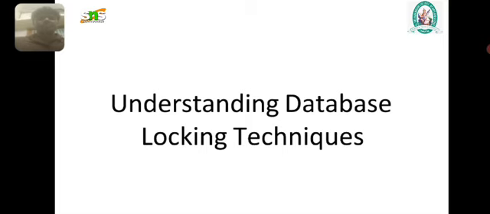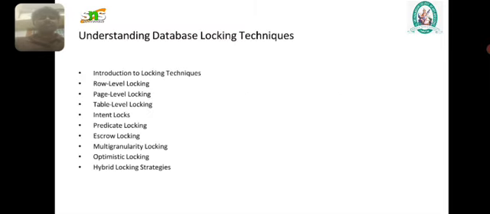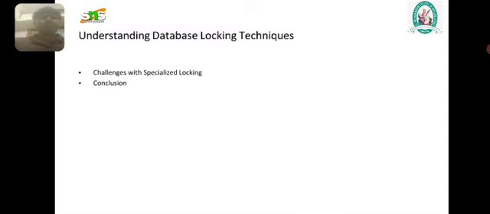Today we are discussing understanding database locking techniques. This is the agenda: the introduction to locking techniques, row level locking, page level locking, table level locking, intent lock, predicate locking, skew locking, multi-granularity locking, optimistic locking, and hybrid locking strategies, and challenges with specialized locking, and conclusion.